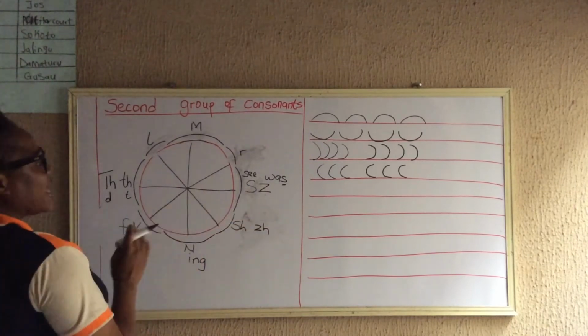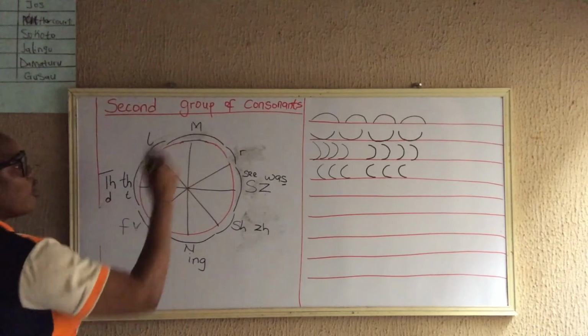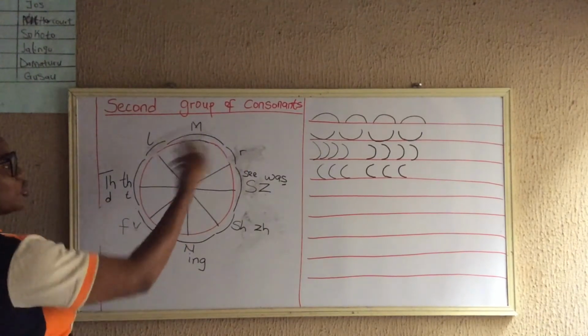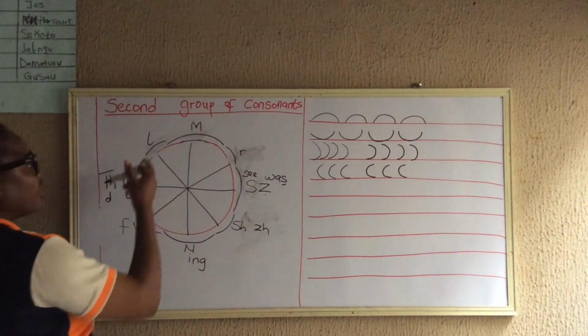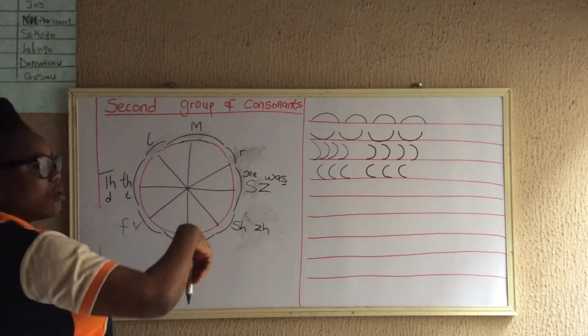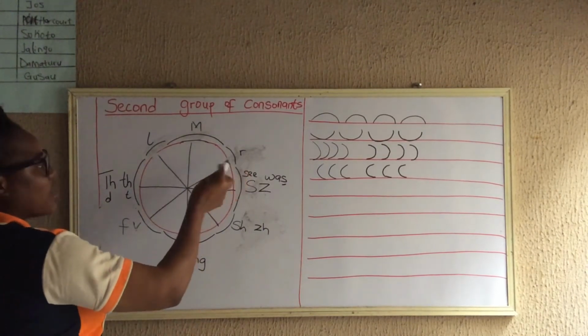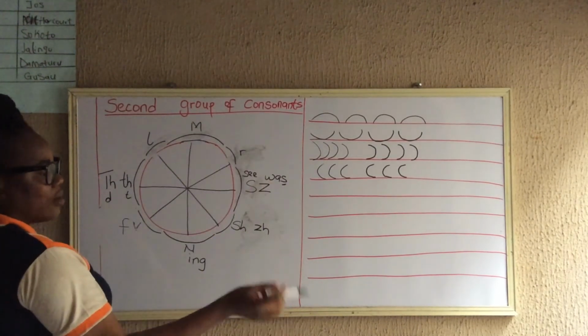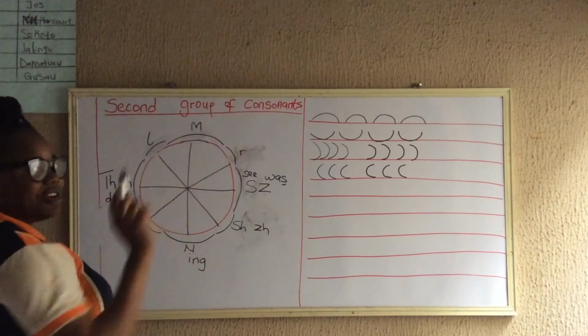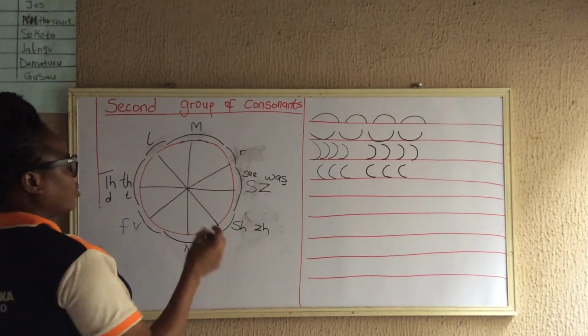Now let me represent them. Your L goes up. That is the only upward stroke we have. But it comes in two forms. We have upward L and downward L. The same thing with R. We have downward R and ray. The ray is a special form of stroke.